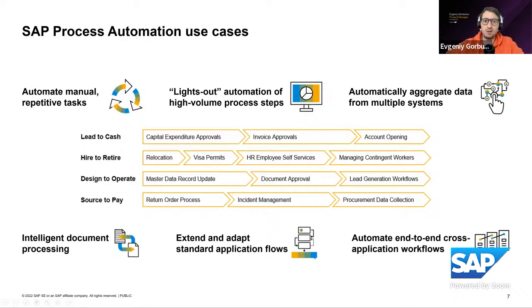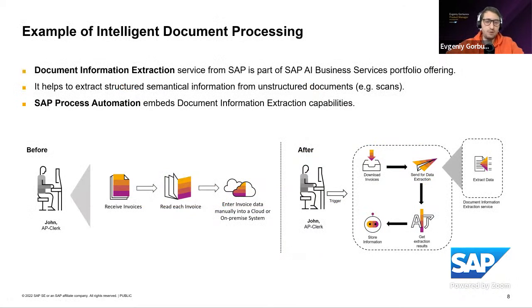With that, I'd like to give you one further example of intelligent document processing. This is based on the Document Information Extraction service, which is part of the SAP AI Business Services portfolio, also based on SAP Business Technology Platform. And this service is embedded into SAP Process Automation. So again, it fulfills our purpose to deliver low-code, no-code capabilities in one single unified editor.